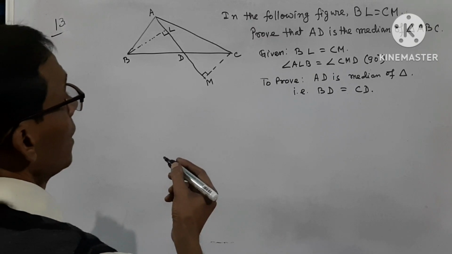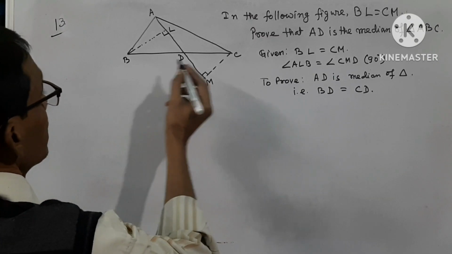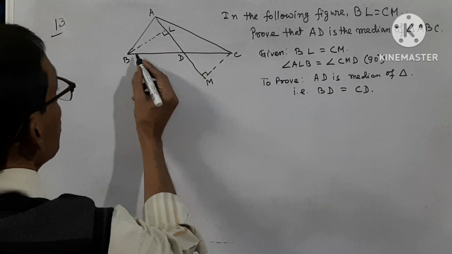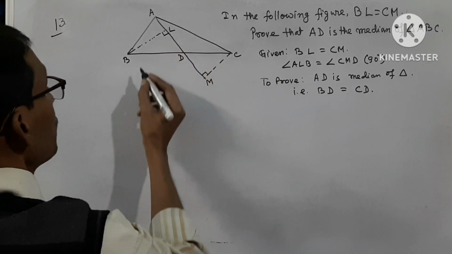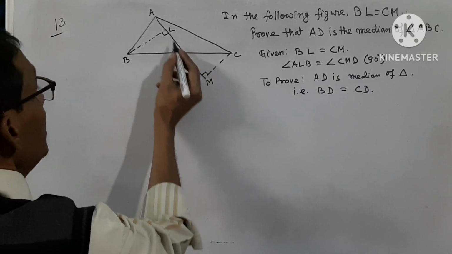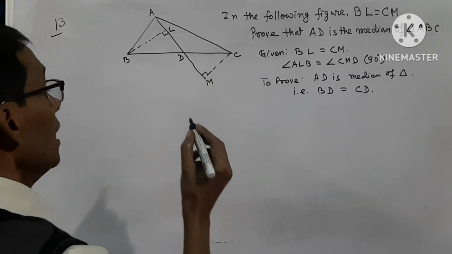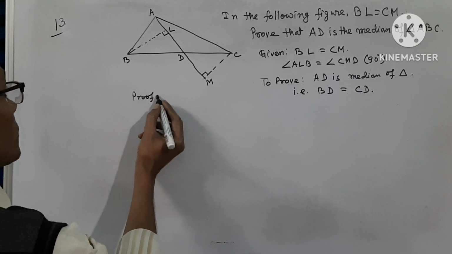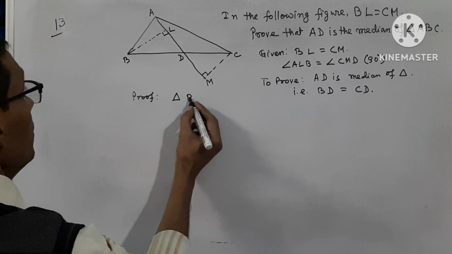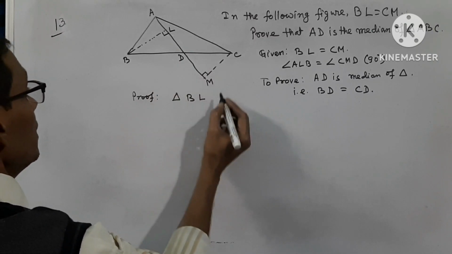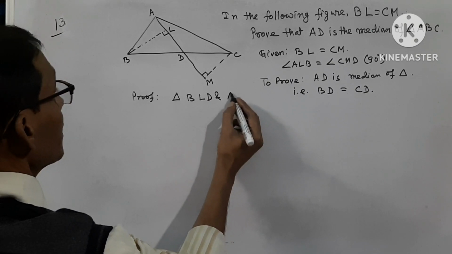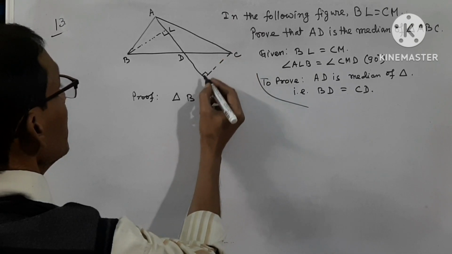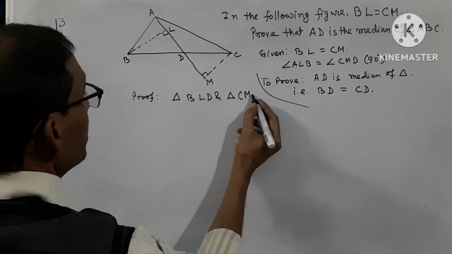Now let us take this: BL equal to CM is given. So BL and CM are given, and we have to prove that BD and CD are equal. So definitely I understand that the two triangles BLD and MCD are required. So for the proof, triangle BLD and triangle CMD.